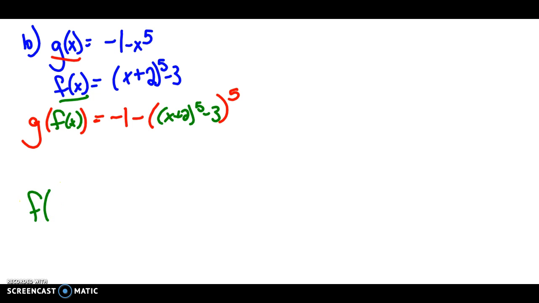You can also do f of g of x. So this means I'm going to follow f of x until I get to an x, and then I'm going to put in g of x into f of x.